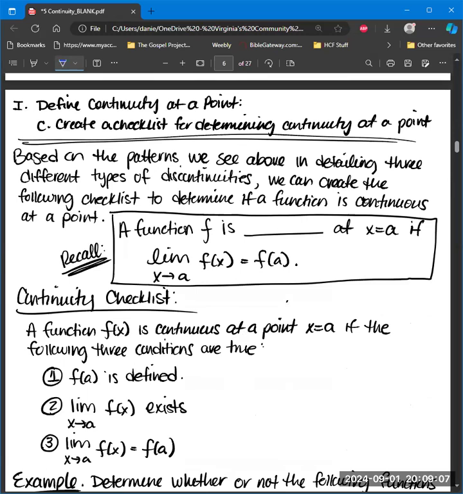So let's go ahead and see if we can get this checklist that we've been talking about all narrowed down here. Based on the patterns we see above, in detailing 3 different types of discontinuities, we can create the following checklist to determine if a function is continuous at a point. A function f is continuous at x equals a if limit of f of x as x approaches a is equal to f of a.